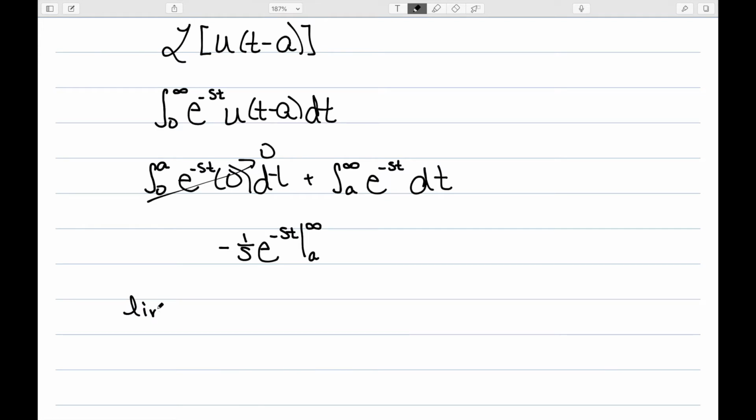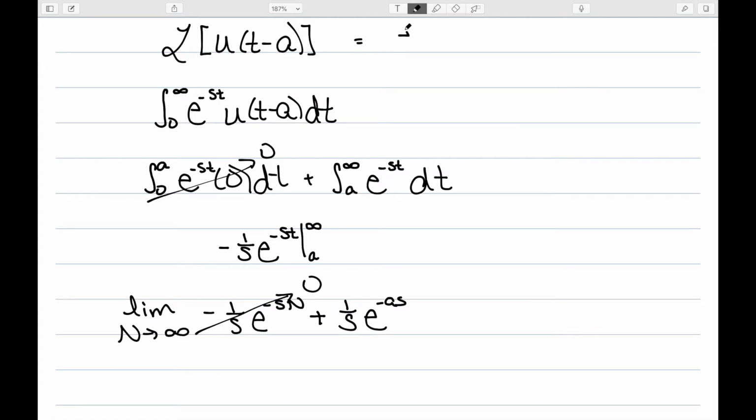So that'll be the limit as n goes to infinity of minus 1 over s e to the minus sn, minus negative 1 over s e to the minus as. As n goes to infinity, this term here is going to go to 0. So the actual transform is e to the minus as over s.